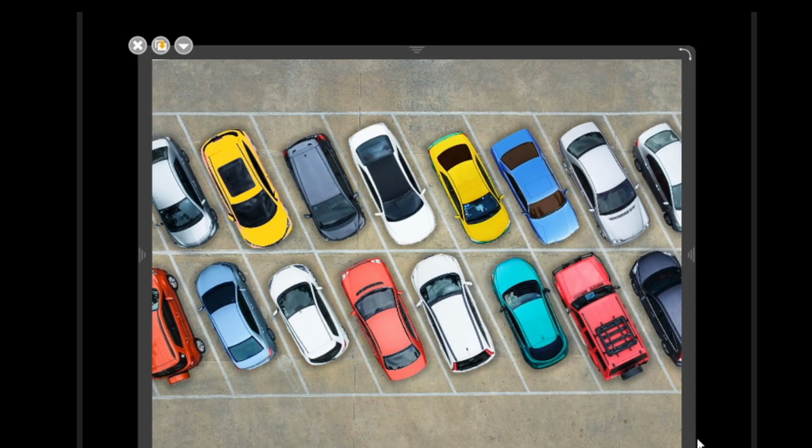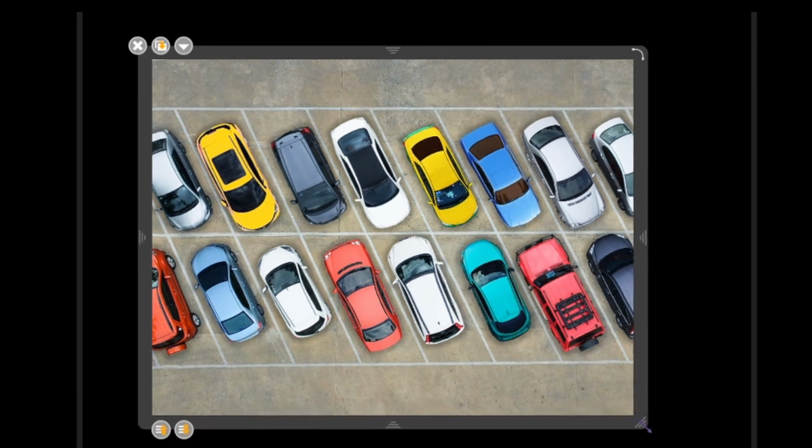So jumping back to our parking lot situation, let's suppose that we are looking out the window and we have in front of us our parking lot full of cars. And let's just make that picture of the parking lot a little bit smaller so that we have some room to work with it.